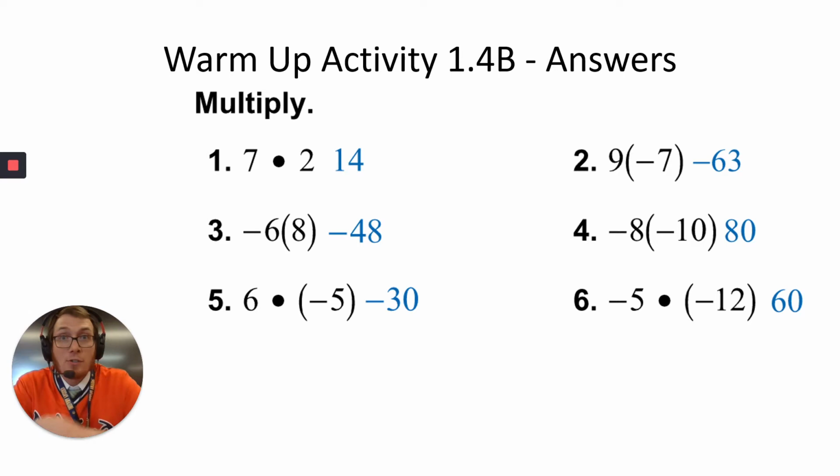Okay, so the answers to these questions. All 6 of them are here. The important thing is which ones were positive and which ones were negative. Remember, if there's one negative number, it makes the whole thing negative. If there's 2 negative numbers or 0, that makes the whole number positive because they pair up and cancel each other out. So something to keep in mind as you're looking at these scenarios, like for example, number 6, the -5 and -12 become a positive 60.